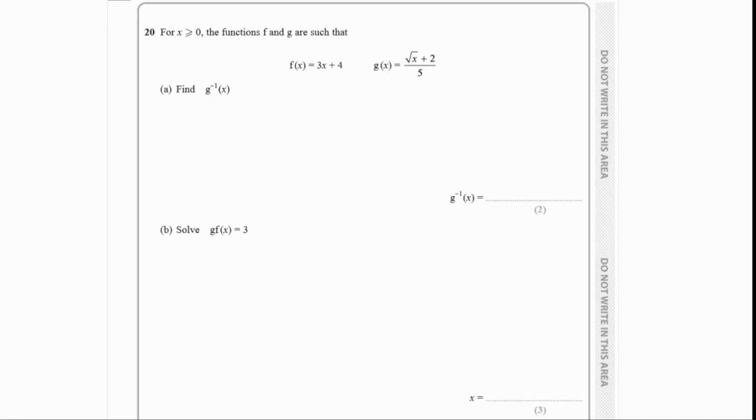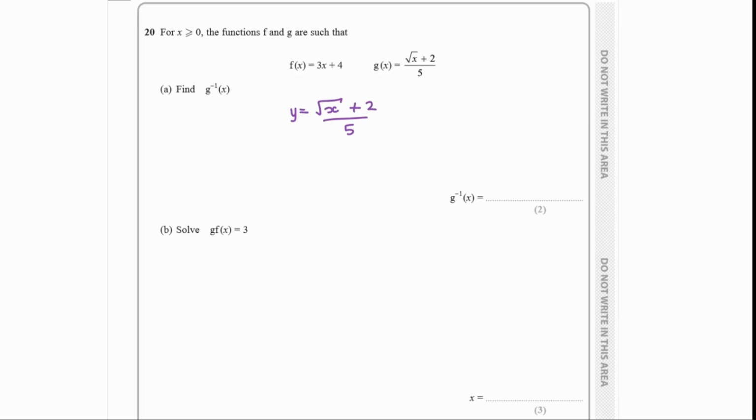Number 20. For x greater than or equal to 0, the functions f and g are such that f of x is equal to 3x plus 4, g of x is equal to the square root of x plus 2, over 5. Part A, find g inverse of x. So we would first have to equate g of x to y and write this as y is equal to the root of x plus 2 over 5.